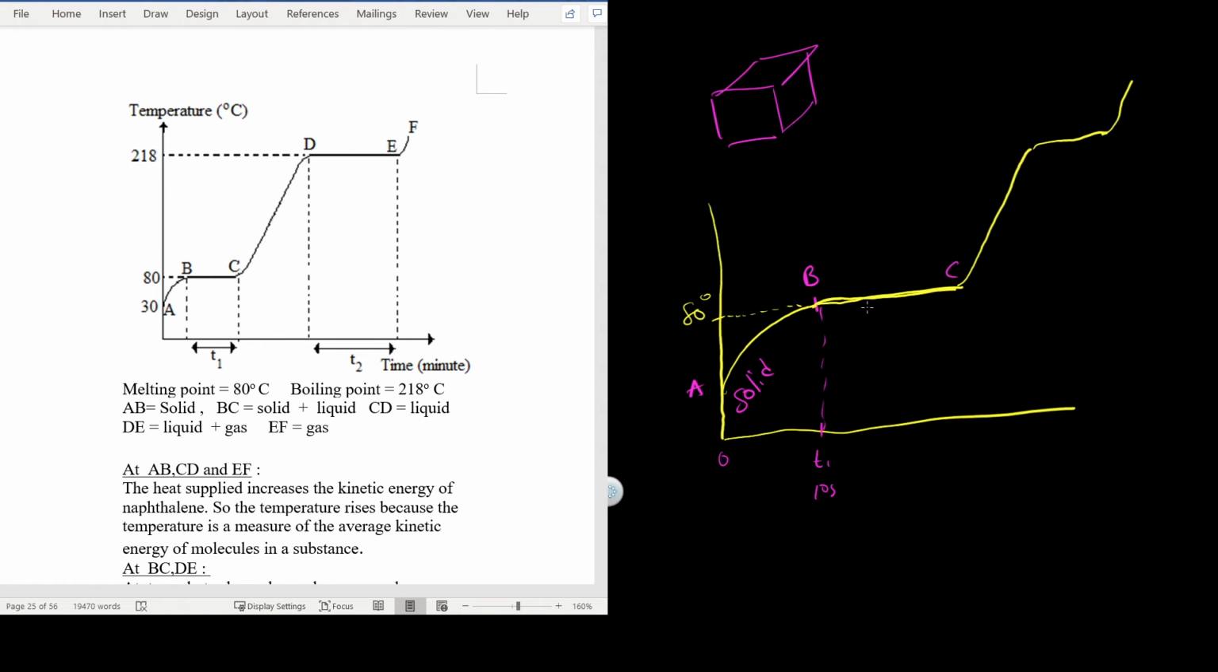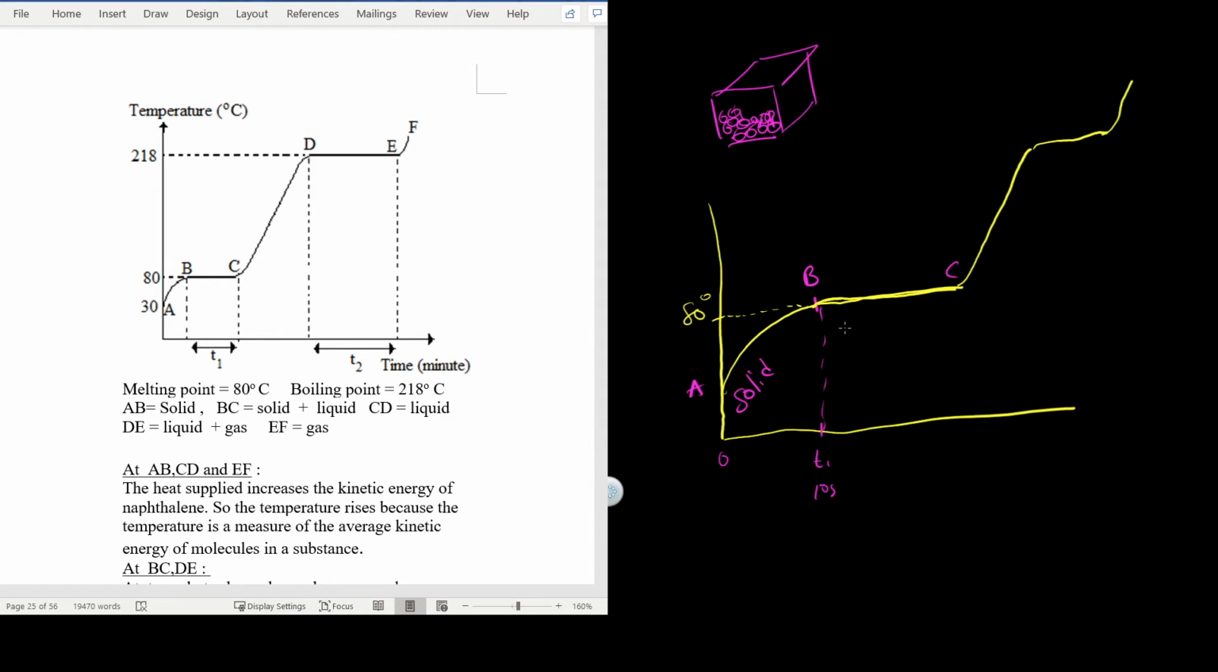So solid. And then from B to C, when the melting point is reached by this curve, or when this substance reaches the melting point, at B, some of the molecules or atoms inside this substance begin to break their bond. They begin to overcome the force of attraction between them.